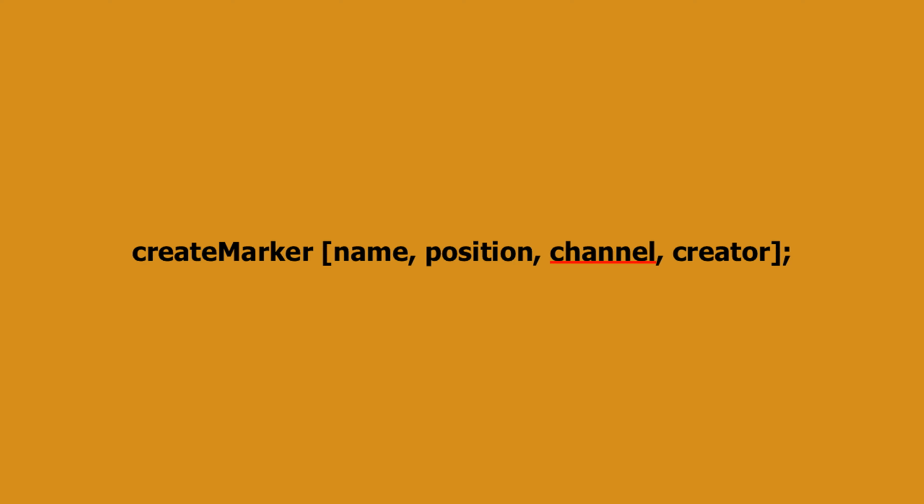Channel is set to the default value of -1 or none, which allows you to specify the channel where the marker will be placed. However, I recommend leaving this field empty. Creator is set to the default value of objNull. This variable allows you to specify who created the marker. Along with the channel, this can make the marker visible only to players in the specified channel. But as with the channel, I recommend not filling this in.